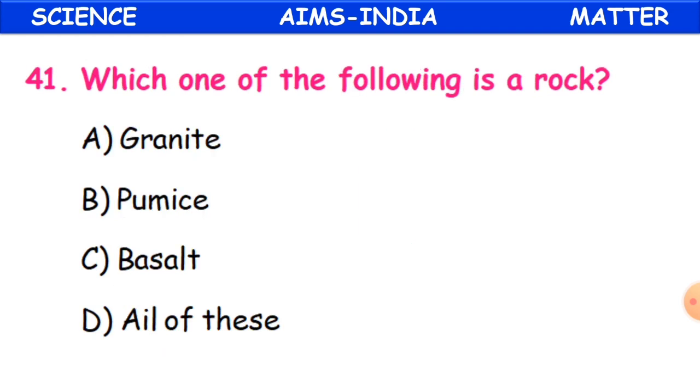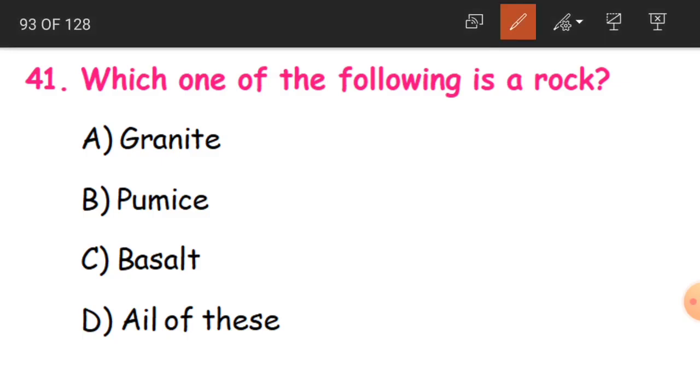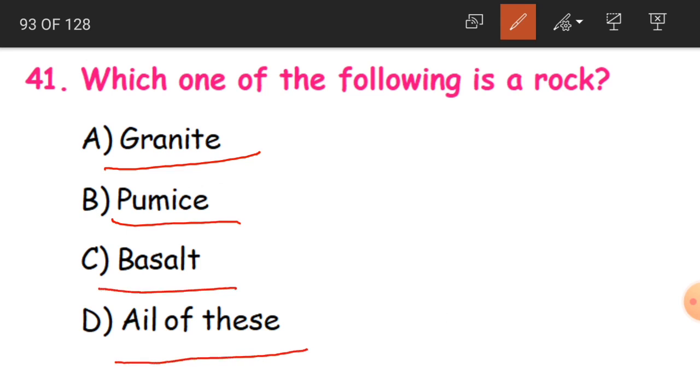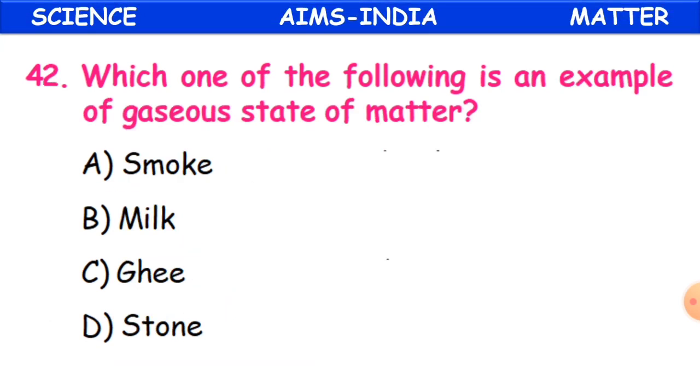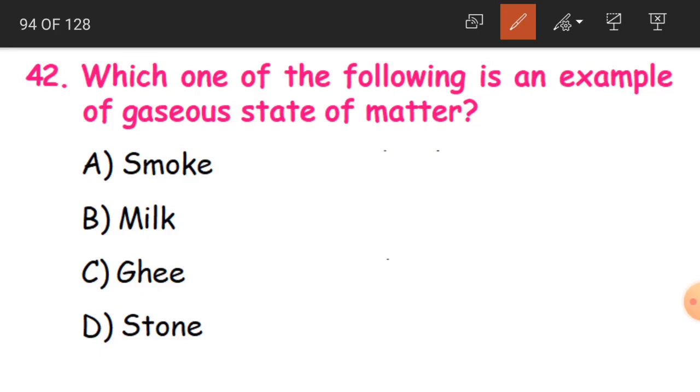Now 41st question. Which one of the following is a rock? Is it granite, pumice, basalt, or all of these? And the answer is all. All three are a type of stones, children. These are all rocks. Clear?